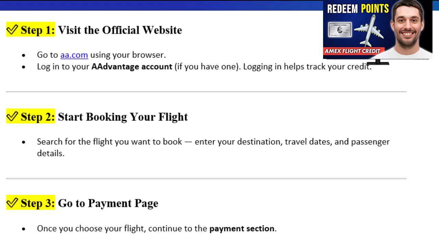Step 2. Start booking your flight. Search for the flight you want to book, enter your destination, travel dates, and passenger details. Step 3. Go to Payment page. Once you choose your flight, continue to the Payment section.